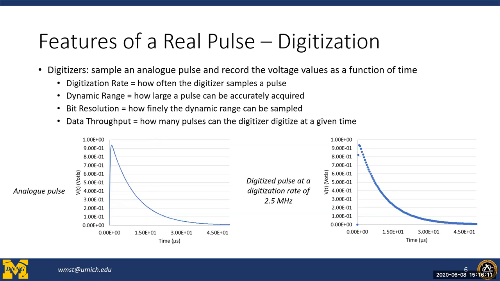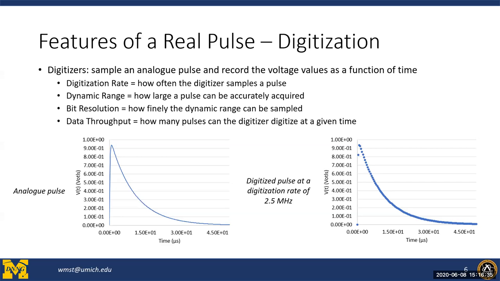So for instance, we'll use 14-bit digitizers, which means in a 2-volt dynamic range, you can break up that 2-volt dynamic range into over 16,000 components, effectively. So you break it up into those, and it tells you how finely you can actually sample a pulse in a given dynamic range.